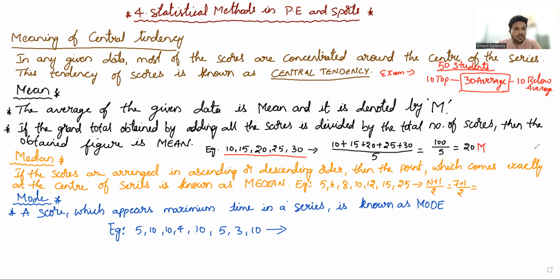20 is the mean of this data. So that is how we calculate the mean. Next we will see median.